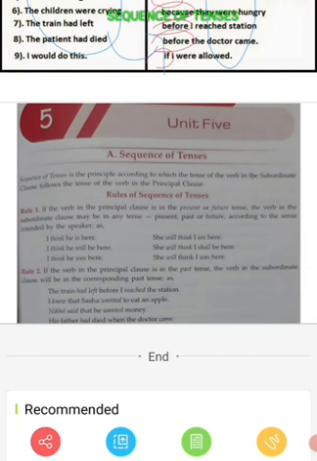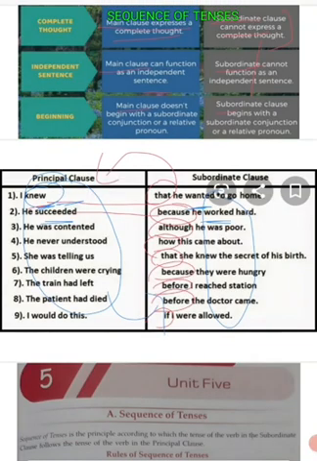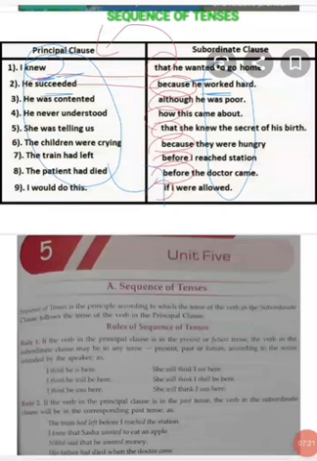So sequence of tenses is the principle according to which the tense of the verb in the subordinate clause follows the tense of the verb in the principal clause. Means which particular verb in the principal clause should be there so that it is followed by an exact kind of tense in the subordinate clause also.